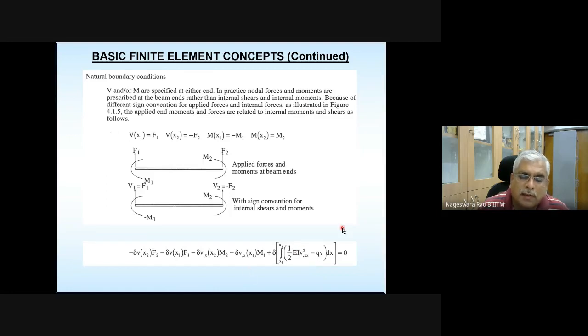And you see the last equation is nothing but a variation of V multiplied by F2. F2 is like a constant, so the variation operator is going to act only on V. Similarly, the variation operator is going to act only on V in the second term. And the variation operator is only going to act on the slope term, or the derivative of V, in the third term.